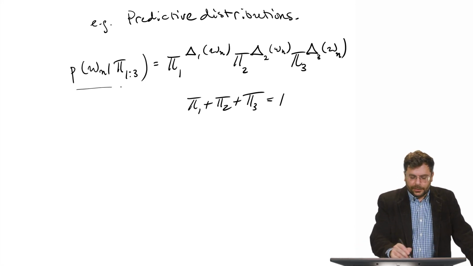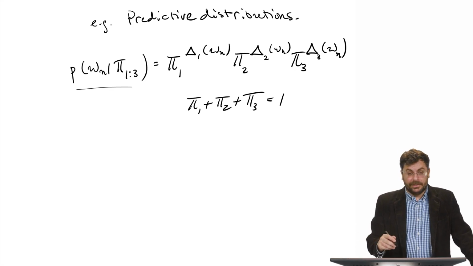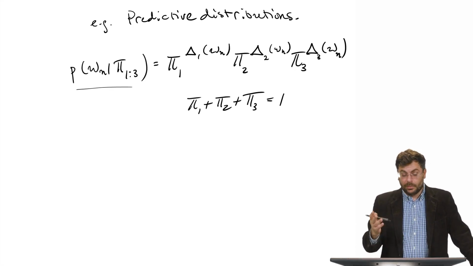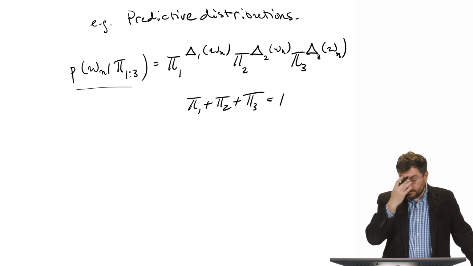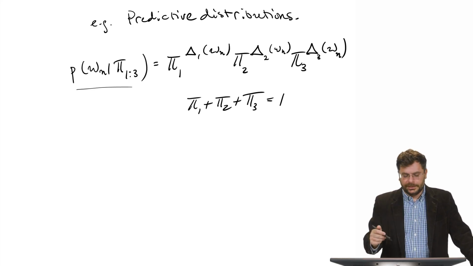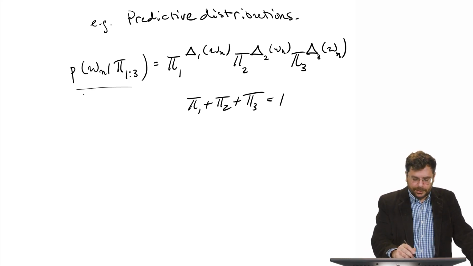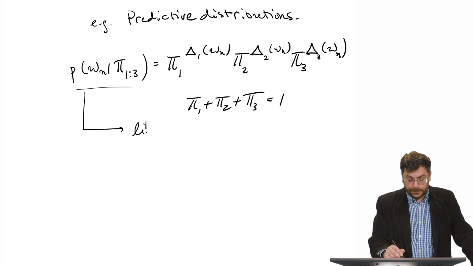Now, I can go through the same exercise that I did before and verify that my P of W is indeed normalized with respect to W by considering all three options. Right? So I have to remember that this is my likelihood for one data point.